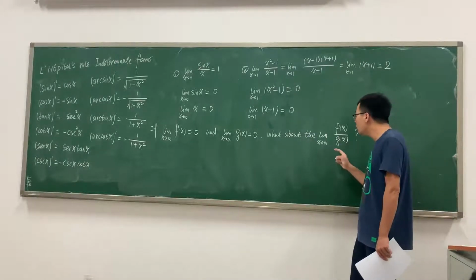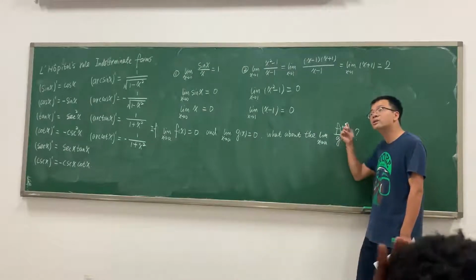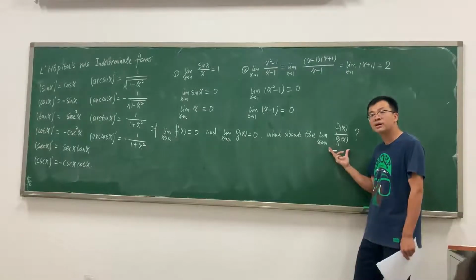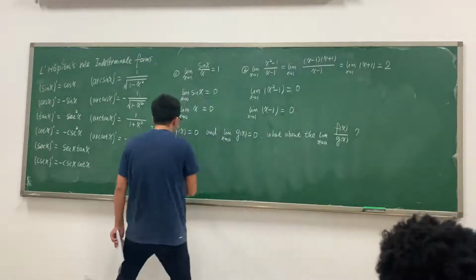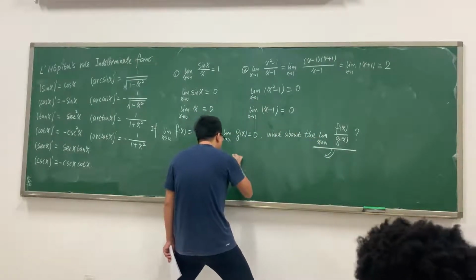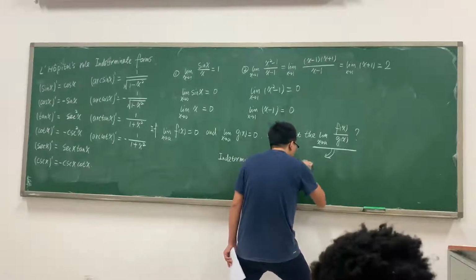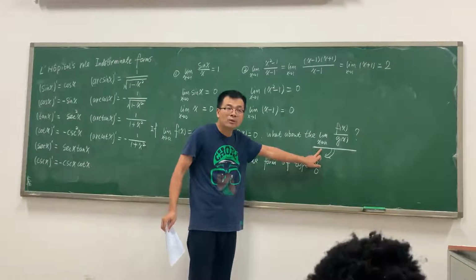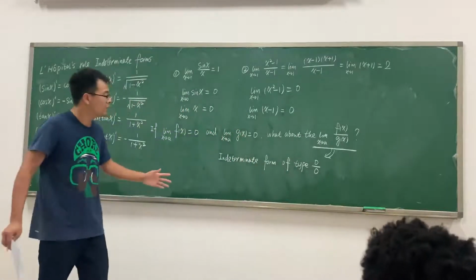We know when x approaches a, the numerator approaches 0, and the denominator also approaches 0. So here actually it's 0 divided by 0. So what about this limit? In mathematics we call this form an indeterminate form of type 0 divided by 0. So how do we find the limit of 0 divided by 0?